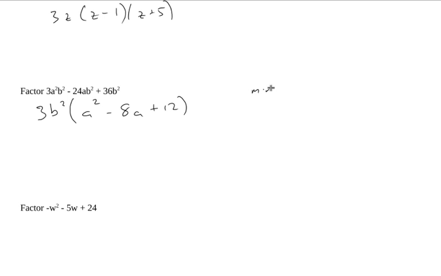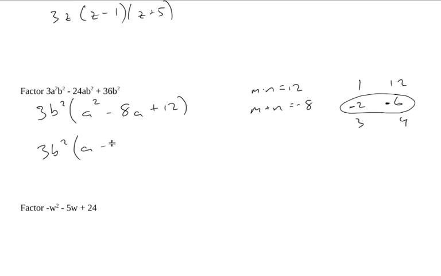So I'm looking for two numbers whose product is 12 and whose sum is negative 8. So 1 and 12, 2 and 6, 3 and 4. Those are the different ways I can multiply numbers together to get 12. Here I'm seeing this sum right here is positive 8. I'm actually looking for a sum of negative 8, and that's an easy enough thing to correct for. If they're both negative, the product is still going to be positive, but the sum turns out correctly here. So we end up with 3b squared times a minus 2 times a minus 6.